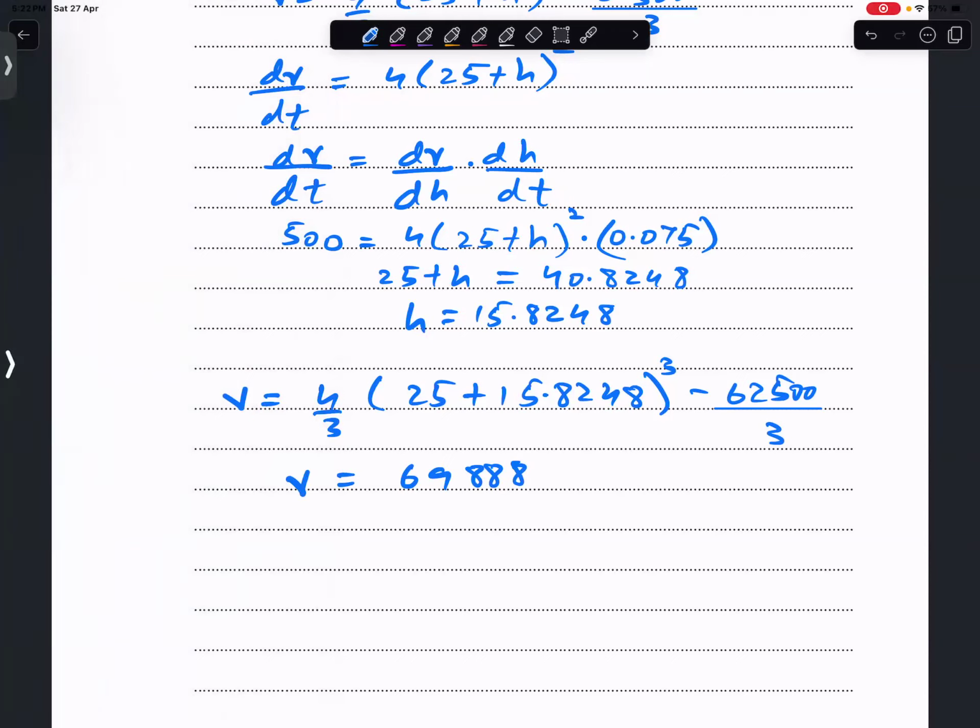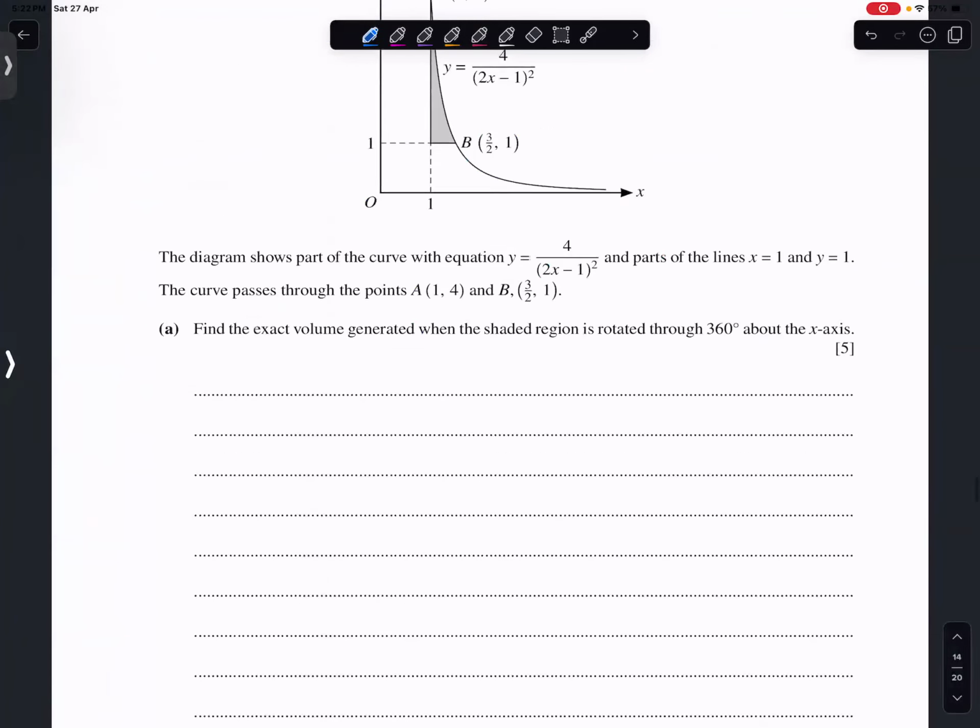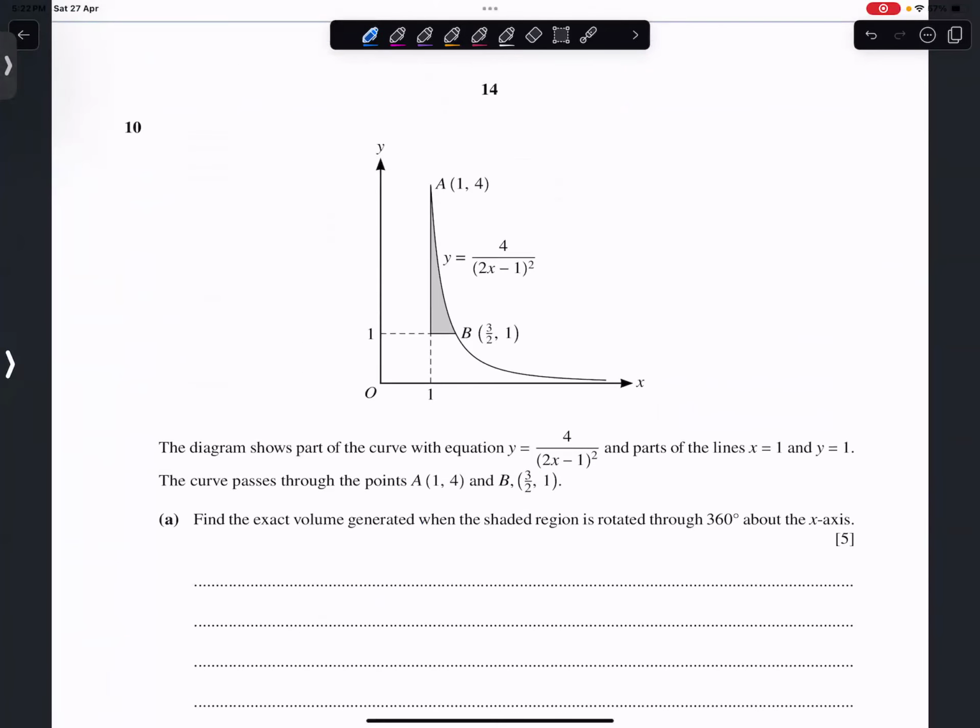Okay, Madhavi. Yes, sir. The next question is question 10. Most important, integration. The diagram shows part of the curve with this equation and parts of the lines. The curve passes through the points A and B. Find the exact volume generated when the shaded region is rotated 360 degrees about the x-axis.